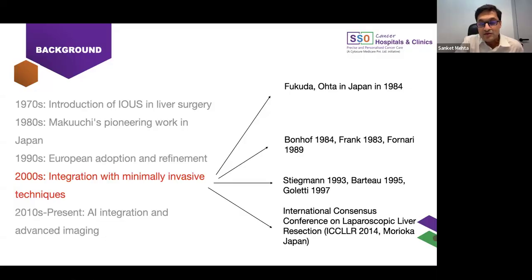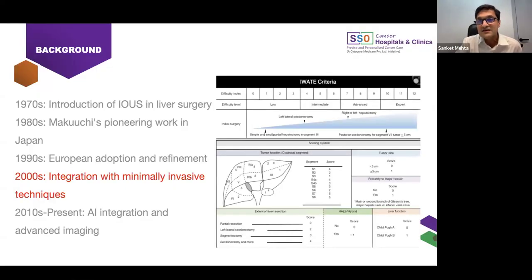And that led to rapid adoption of minimal invasive surgery and the first consensus conference, followed by the second one in 2014. Everybody who is involved in liver surgery is aware of the IWATE criteria, which lays down the level of difficulty of liver resections. And none of this would have been possible without the introduction of minimal invasive intraop ultrasound. Dr. Go Wakabayashi has described some really complex procedures, and he was the presiding chairperson in this conference.